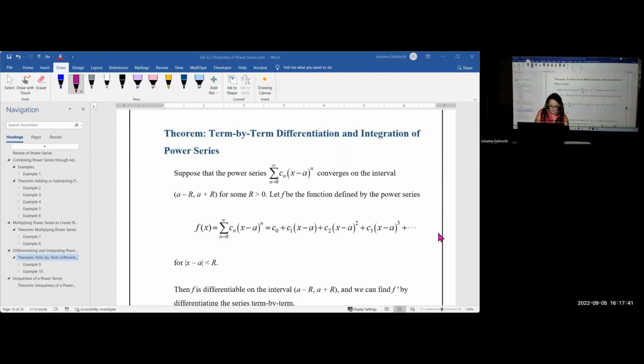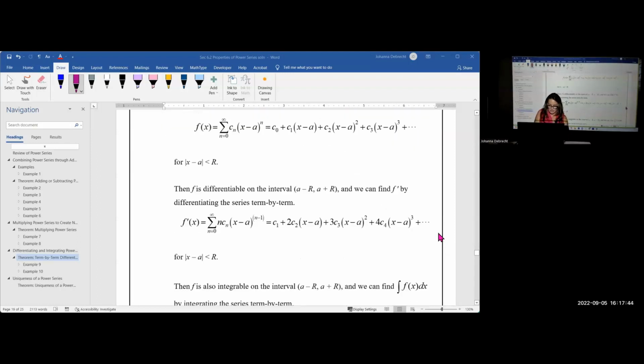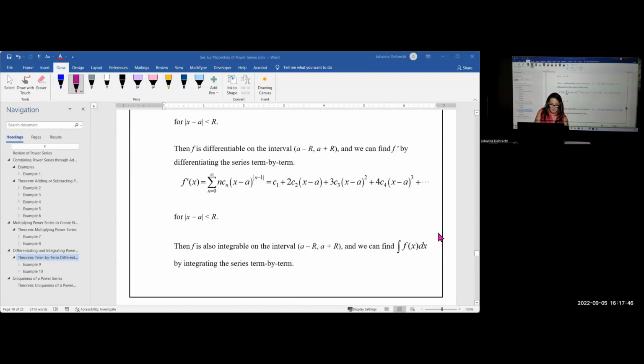Now, we know that f is differentiable on the interval from a minus r to a plus r, and we can find f prime by differentiating the series term by term. So that means that we take the derivative on the inside as we did before, so n times c sub n times x minus a to the n minus 1, which gives us this expression you see here in x minus a. Very similar to what we saw previously, but just with x. Now, this is also going to have the same interval of convergence, except we don't know what will happen at r and negative r. We'll have to test those endpoints separately.